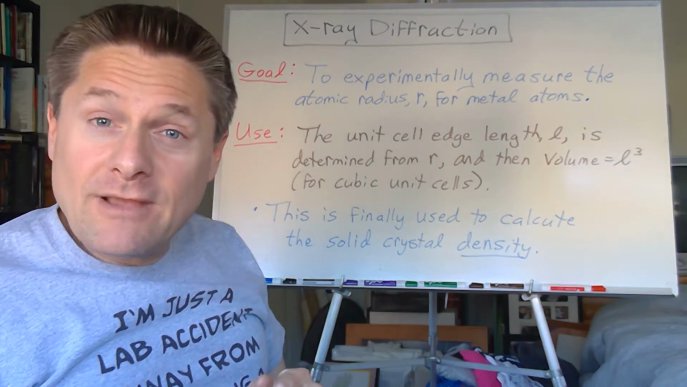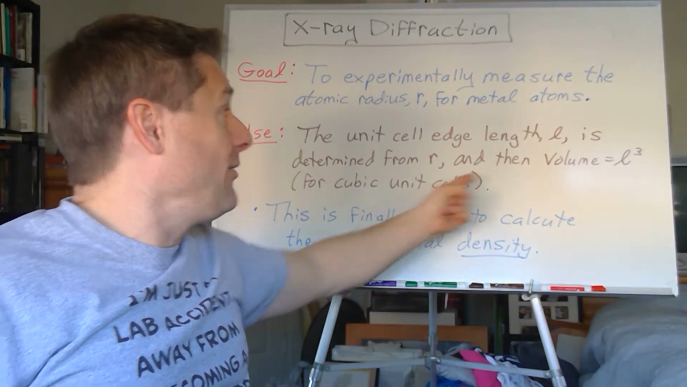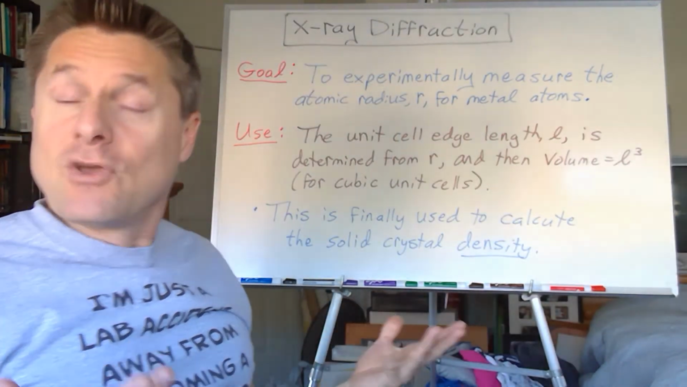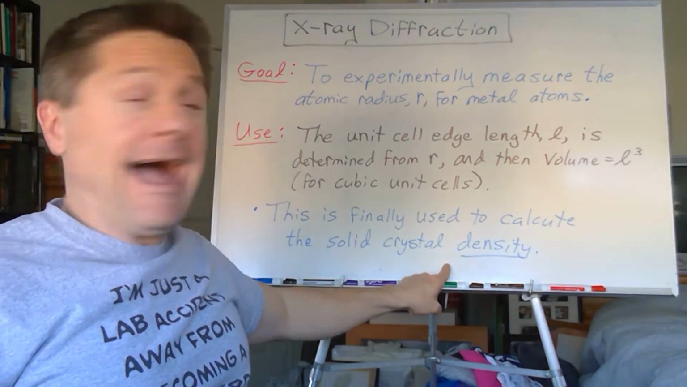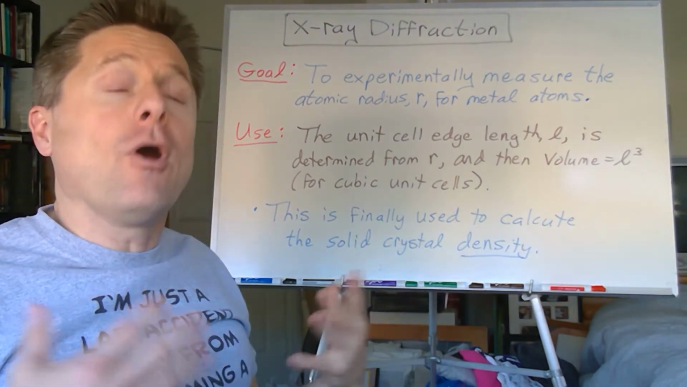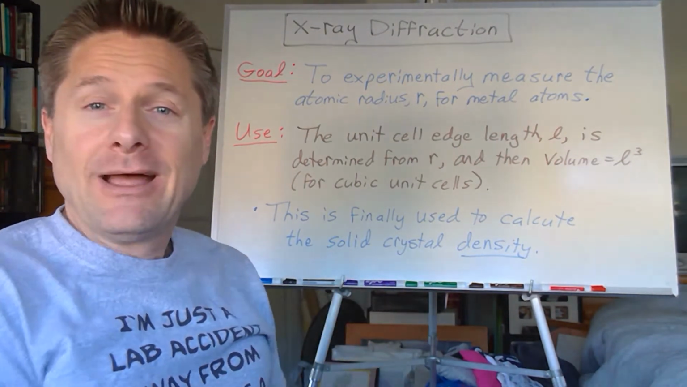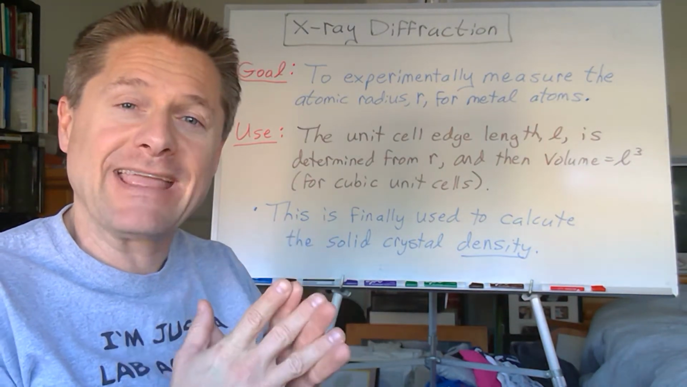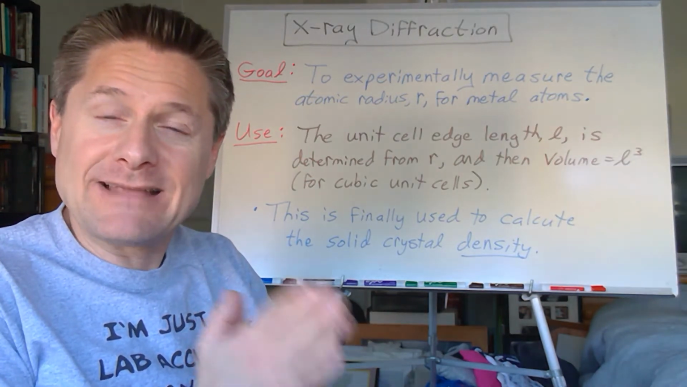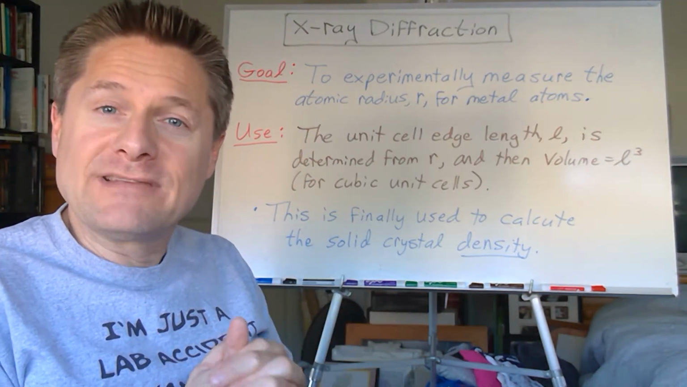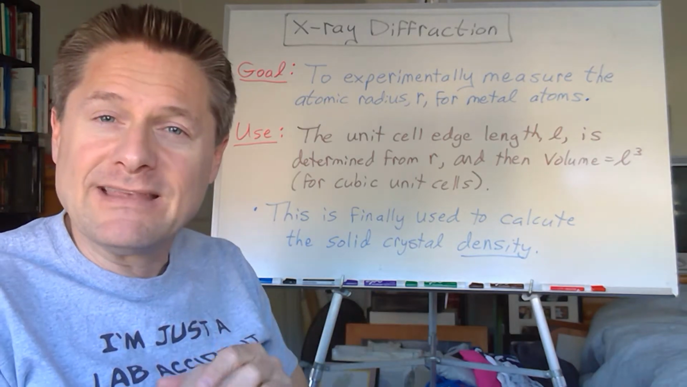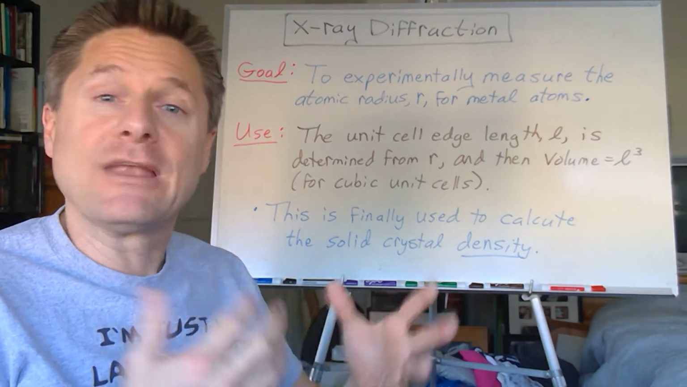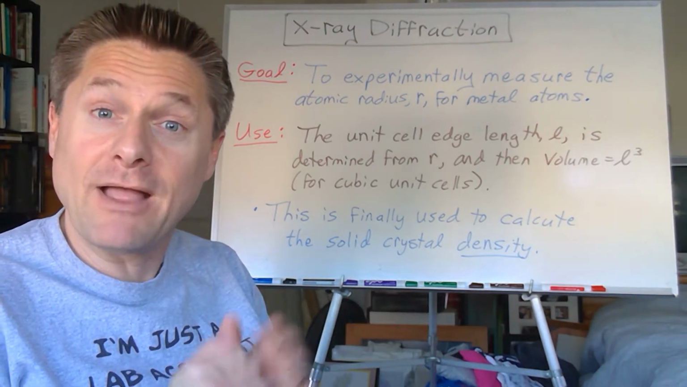Why do we need the unit cell edge length? Because for cubic unit cells, that's the volume if you cube it, right? Volume is the edge length cubed. So now why do we want the volume? To calculate the density. So our ultimate goal for this entire trip, what a trip it is through solids, is to be able to take experimental data like the atomic radius and a known type of cubic unit cell, FCC, BCC, simple cubic, and be able to calculate and estimate theoretically its density and compare that to an experimental value.